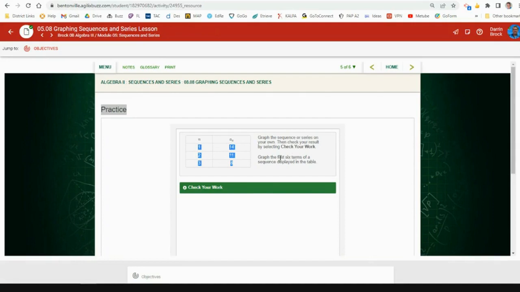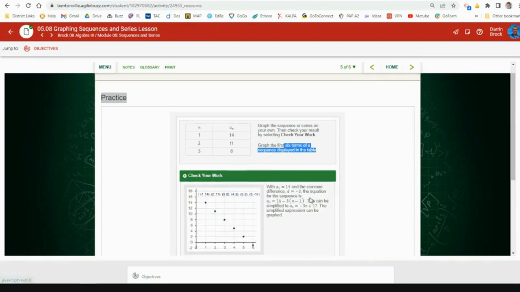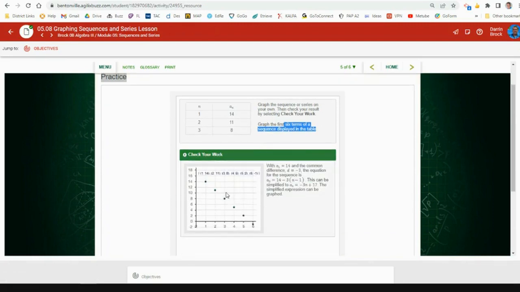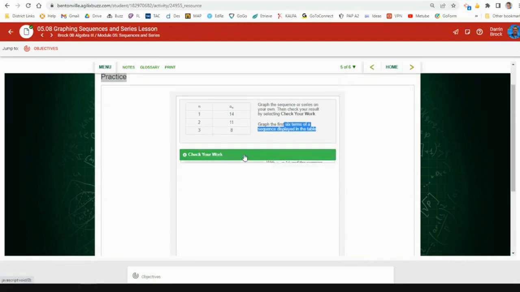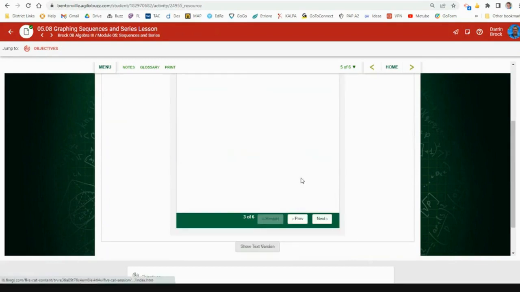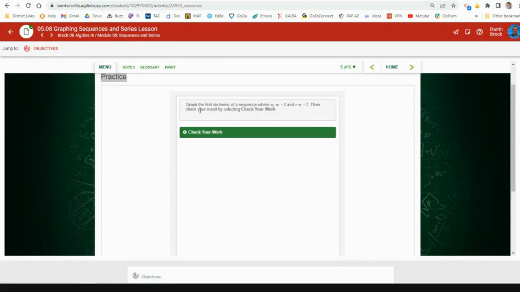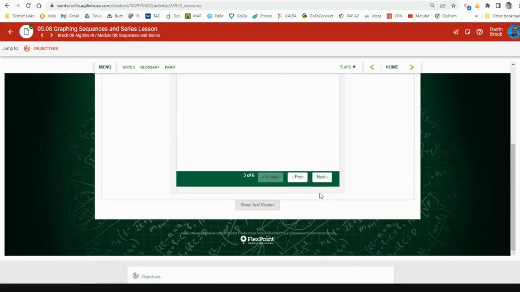They want you to graph the first 6 terms of this sequence. There's 3 of them. What's the next 3? Graph them. And again, you can check to see, are these the points that you graphed? Next problem. Graph the first 6 terms of this sequence. Check your work. So they give you 6 problems to try on that. All right. A lot of crazy stuff thrown at you.